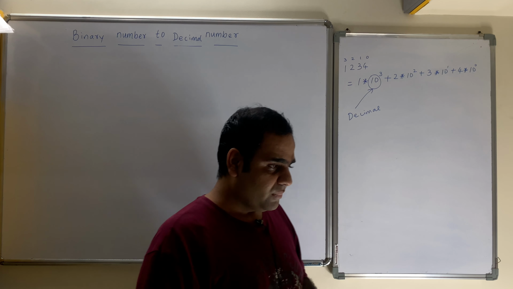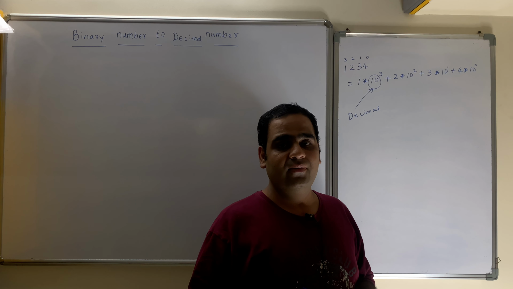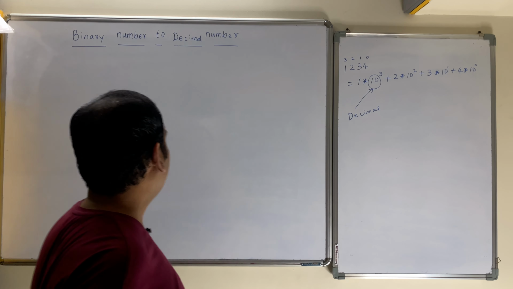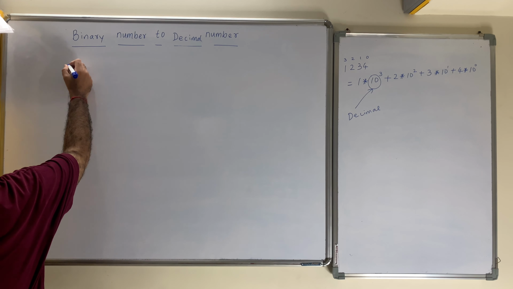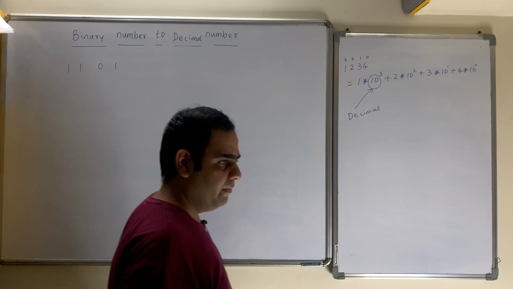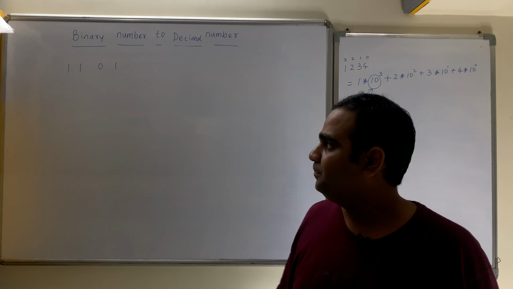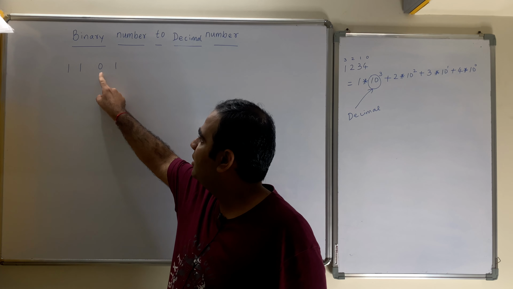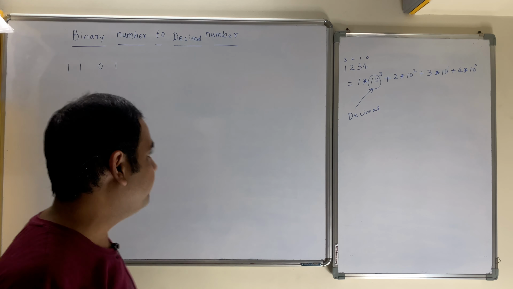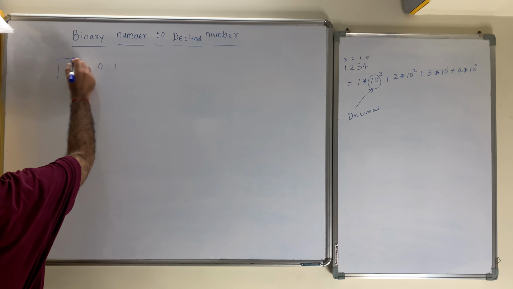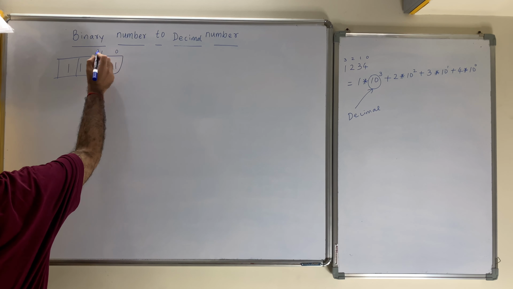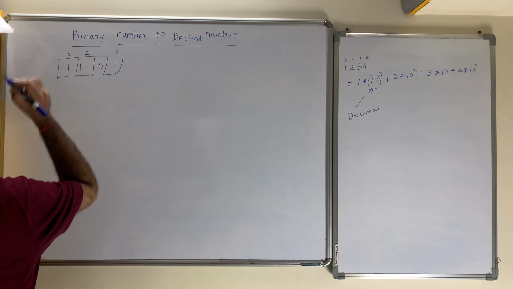Now the same thing we will apply while converting a binary number to a decimal number. Say for example, the given binary number is 1101. Now this is the units place, tens place, hundreds place, thousands place. Now let's write this in the form of boxes.